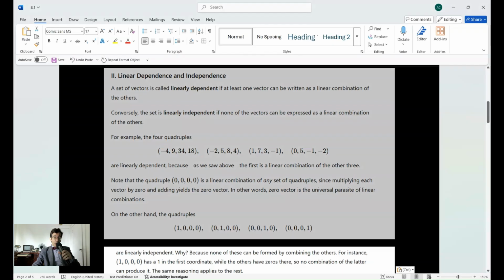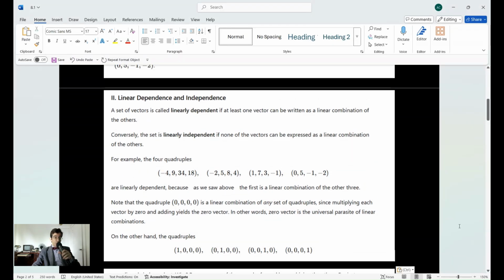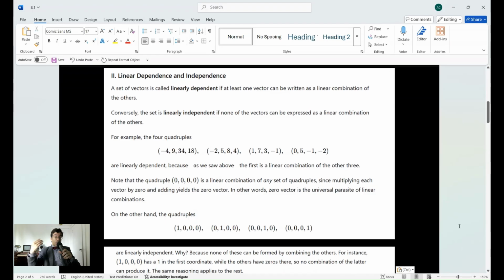All right, there's something called linear dependence and independence. A set of vectors is called linearly dependent if at least one vector can be written as a linear combination of the others. Conversely, the set is linearly independent if none of the vectors can be expressed as a linear combination of the others. And we talked about what the converse means. Any serious mathematics class should teach you those things. But if you don't know what it is, there's a logic playlist on this channel.